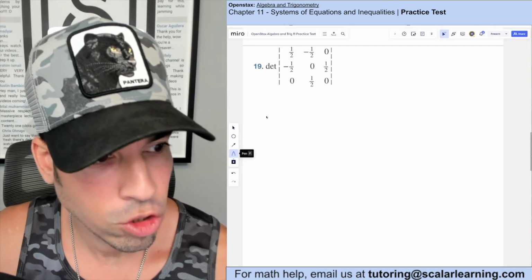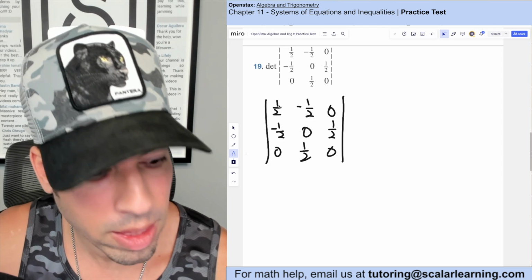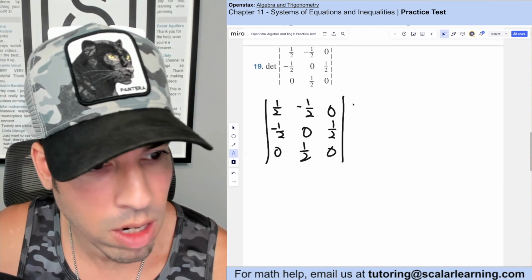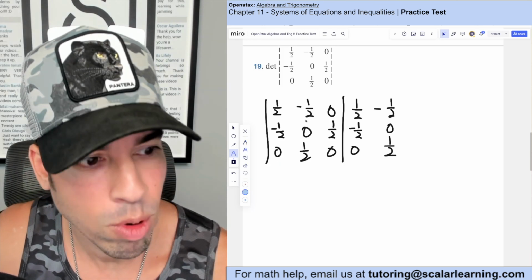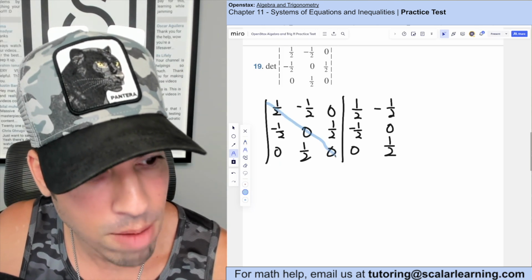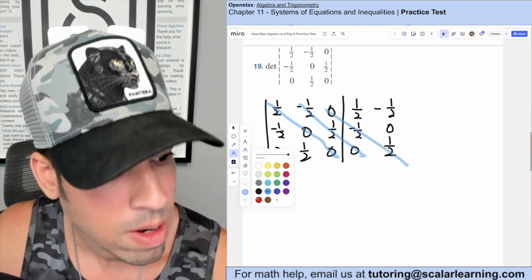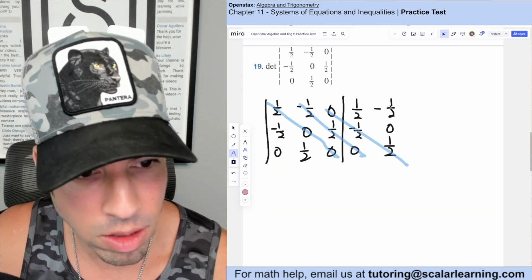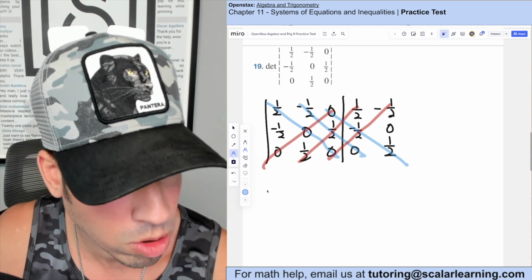So to find the determinant of this, first I'm going to write it out like so, and then I'm going to repeat column 1 and column 2 right here. Once we get to this position, we got a really nice setup. What we can do is we can take that product, those three multiplied, plus that product, and then minus, coming back the other way, that product, and that product. So let me show you what I'm talking about.